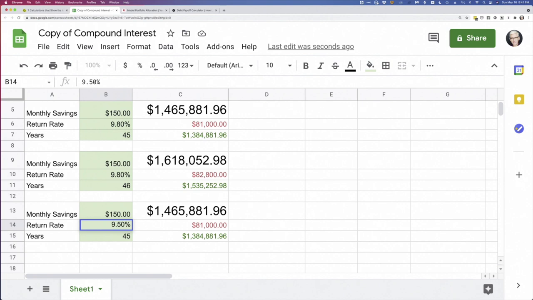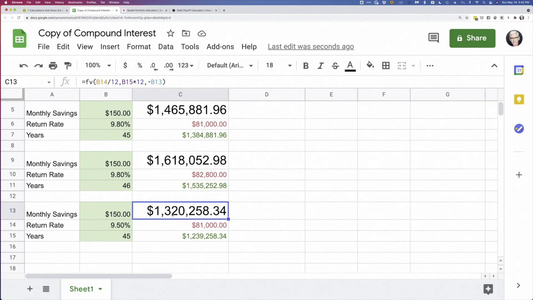Doesn't seem like much. You can actually earn more than 30 basis points on a savings account these days, even with rock bottom interest rates. But look what this does to our number. And again, we're comparing it to this number up here. It drops it from the 1.465 we had here all the way down to 1.32 million. And that's just 30 basis points. So every single percent matters.